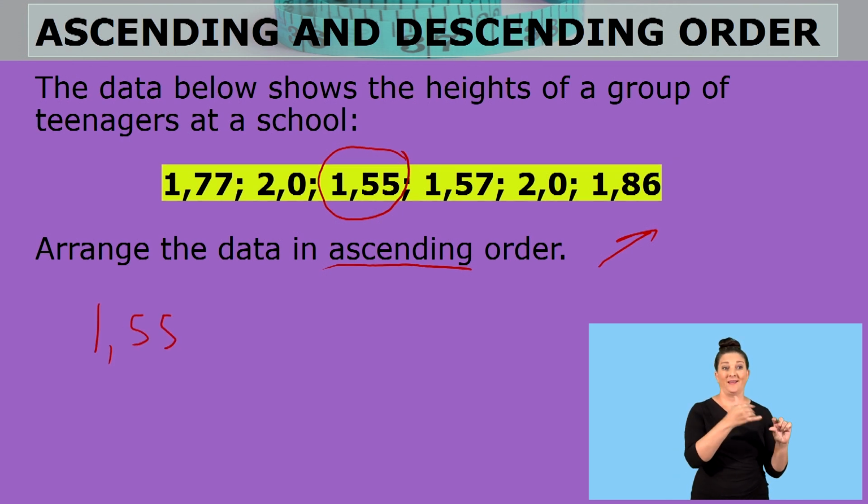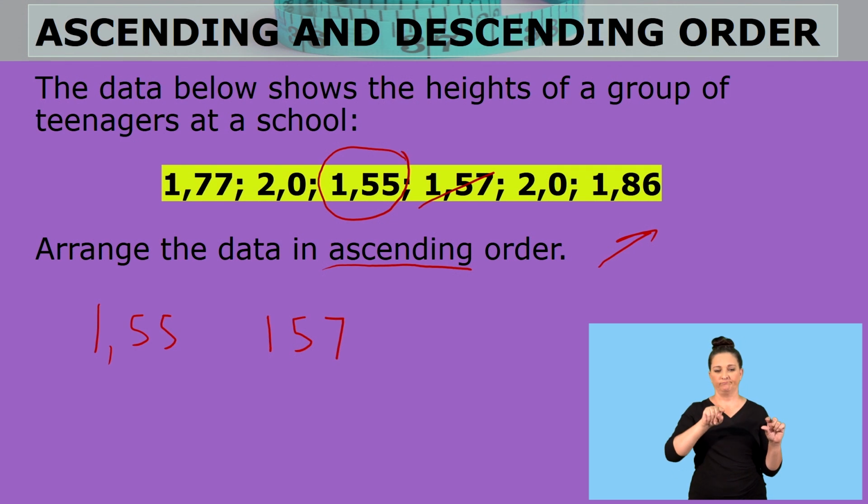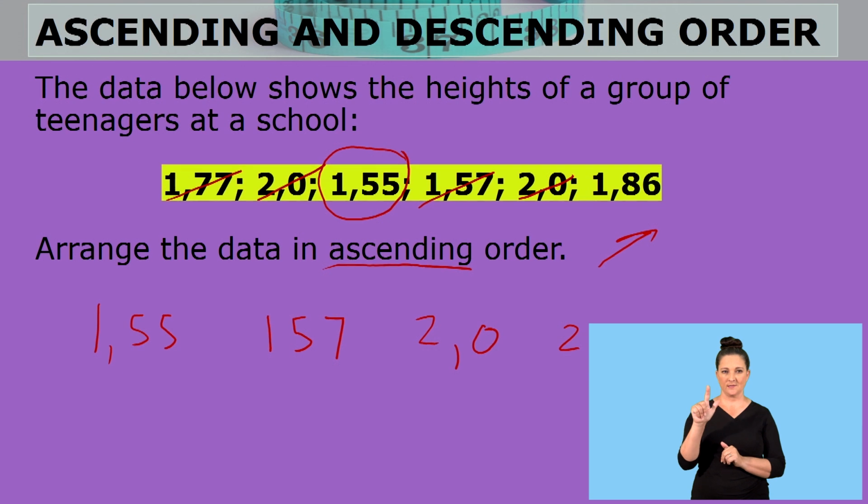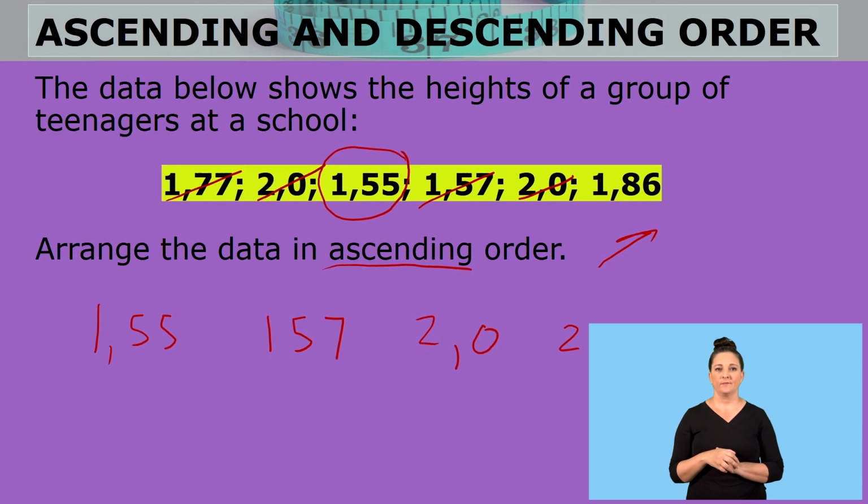Next value we have 1,57. Then we have a 2,0. Another 2,0. A 1,77. And lastly, 1,86. 8 and 6. There we go. Well done. Let's carry on.